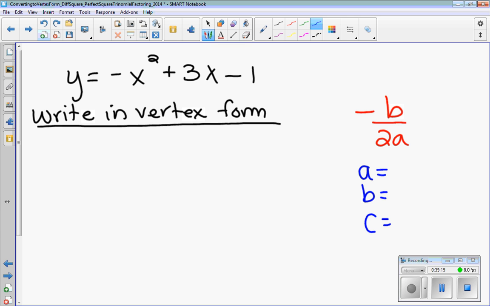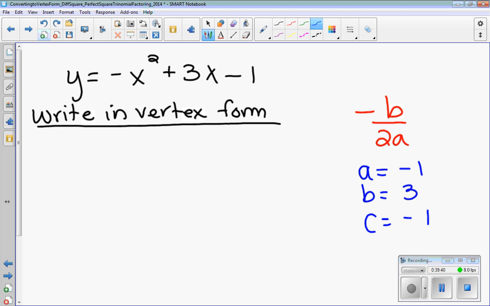Bradford, what's a? What number is a in this problem? Negative 1. What's b? Will? 3. Good. How about c? Ashame, what's c? Negative 1. Good. So once I figured out what a, b, and c are, I'm going to plug them into my formula.